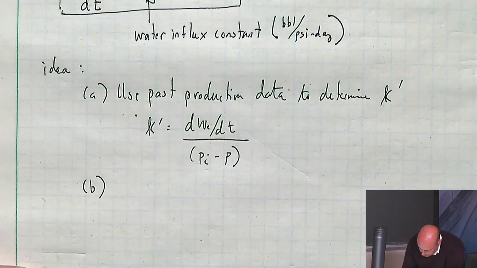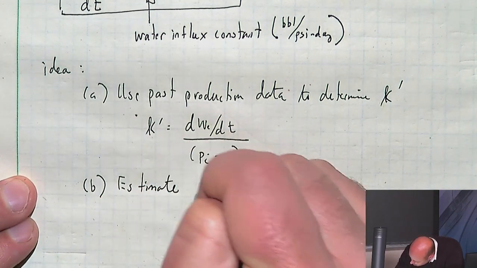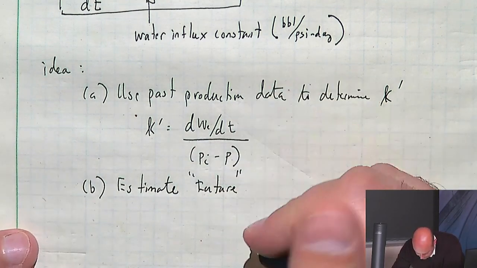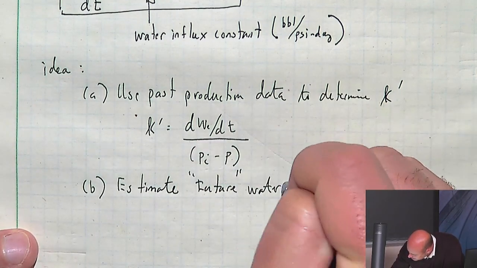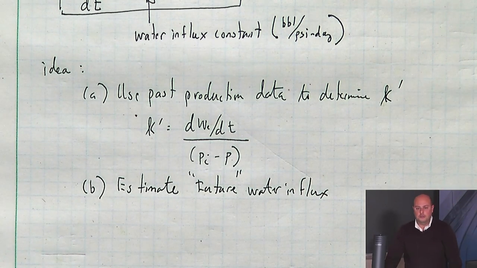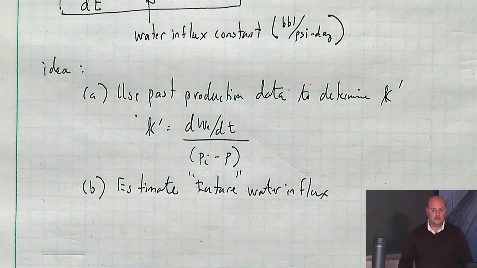Part B. So once we do that, we estimate future water influx. That's what we care about, right? Okay, I mean the past has already happened. What we really want to do is be able to figure out what's going to happen in the future. How much water is going to encroach, then we can use it to figure out how much oil and gas will produce. Then we can use it to make decisions like, should we drill more wells? Should we start a water flood? Should we sell the reservoir?